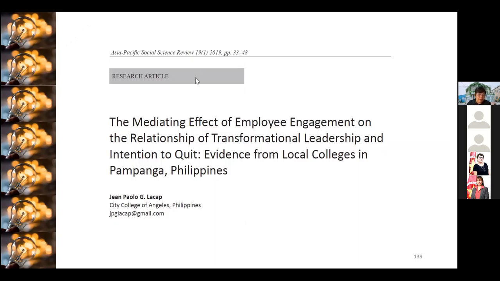If you still remember in our day one, I mentioned, sa introduction, kailangan inverted triangle. Start with general down to specific. Okay? So, this was also the example that I gave sa ating previous days ng ating training workshops. And let's try to identify kung paano ba dapat isusulat kung ganito yung topic mo. So this topic or this paper is entitled The Mediating Effect of Employee Engagement on the Relationship of Transformational Leadership and Intention to Quit Evidence from Local Colleges in Pampanga, Philippines.